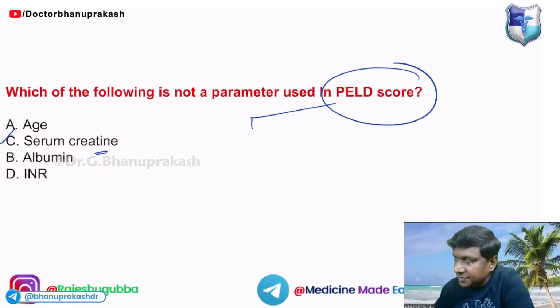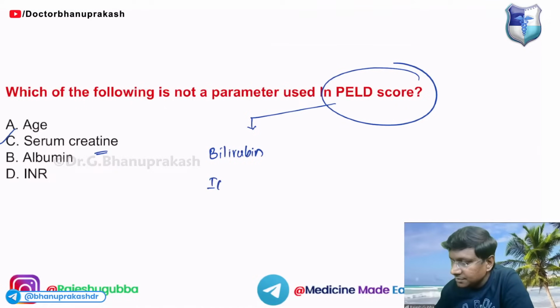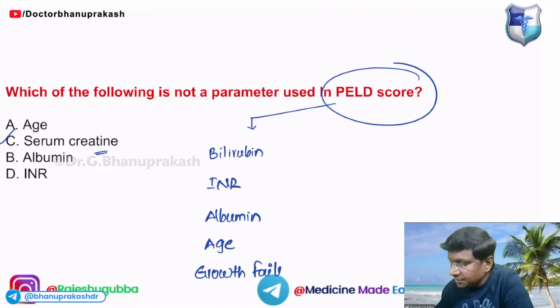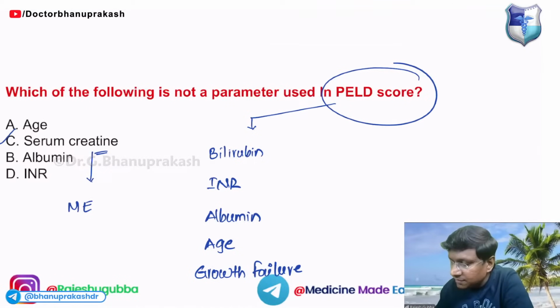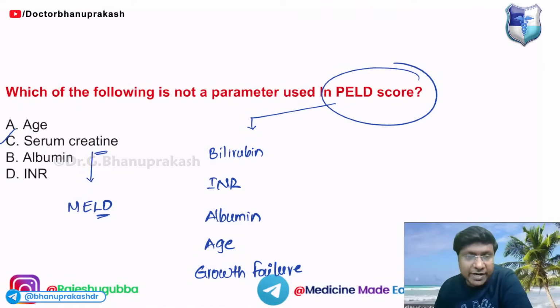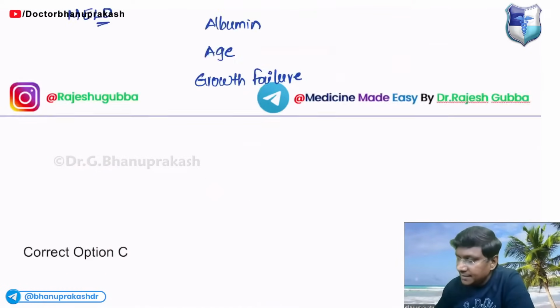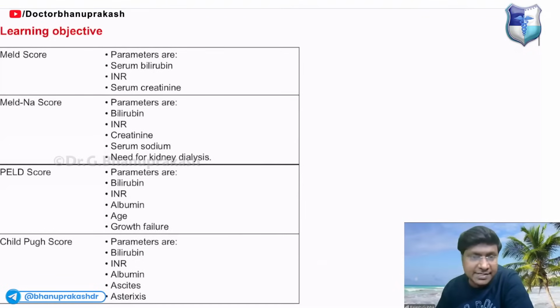What are the parameters that you have in the PELD score? You have the bilirubin, then the INR, then the albumin, then the age of the individual, then the growth failure. These are the components in the PELD score, but creatinine is not part of the PELD score. Whereas creatinine is a part of the MELD score, that is Model for End-Stage Liver Disease, right? Now I'll show you one table containing all the scores, and this is a very important stock question for your exam. What are the components of the MELD score? MELD score components are bilirubin, INR, and creatinine.